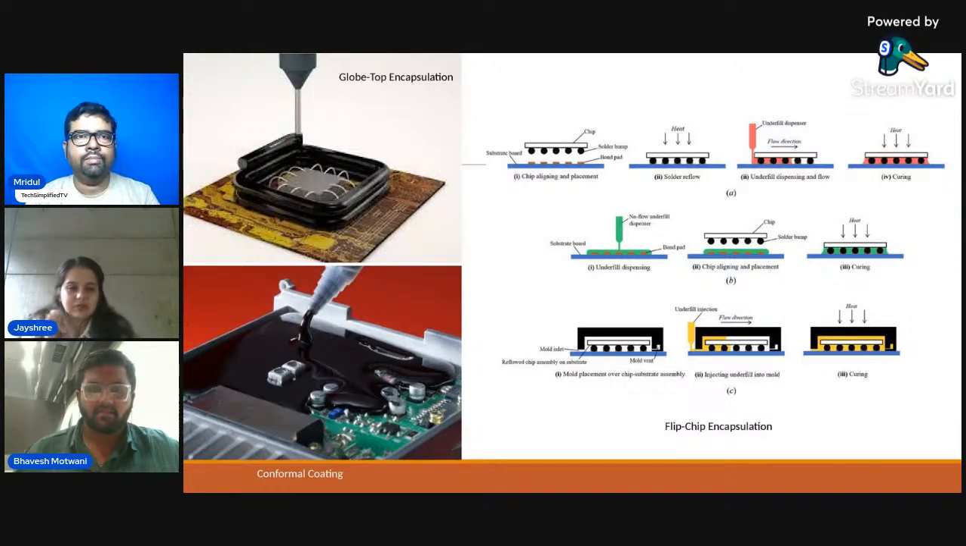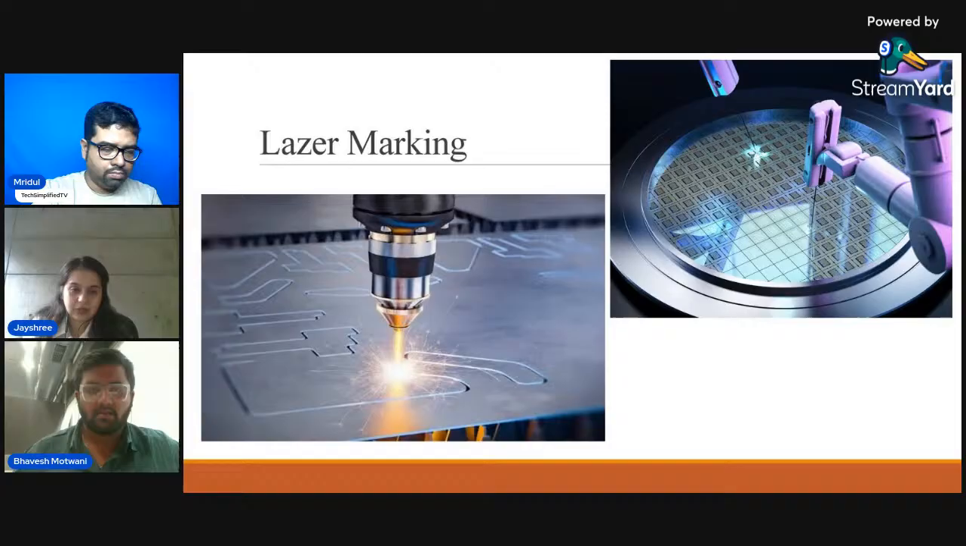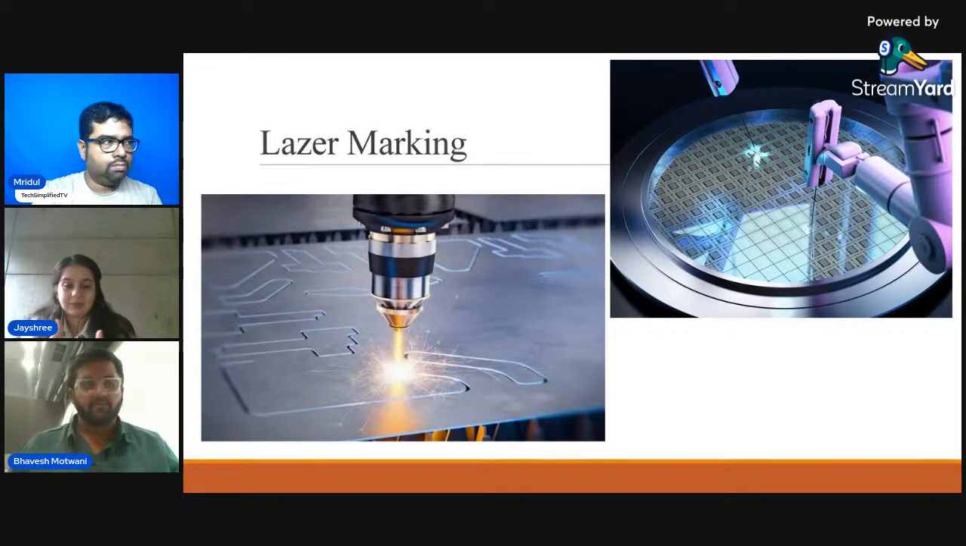Otherwise we can use glob top encapsulation and conformal coating. Now, after encapsulation, we are going for plating, or we are going for the laser marking. From now, Bhavesh would help you with this laser marking, to make you understand.